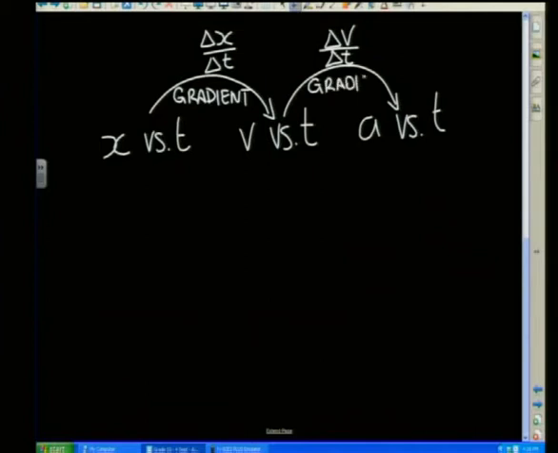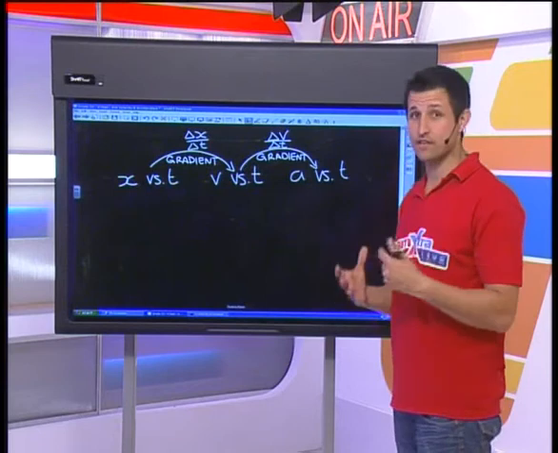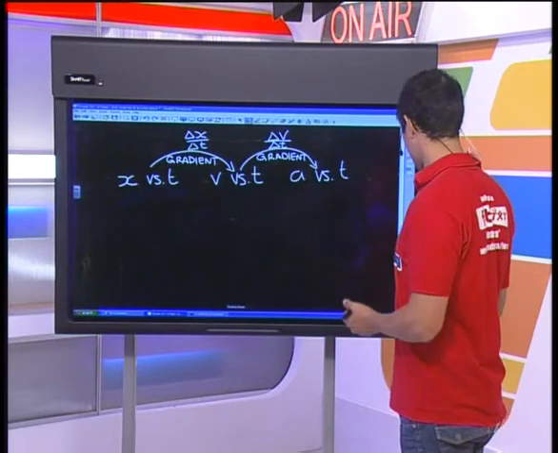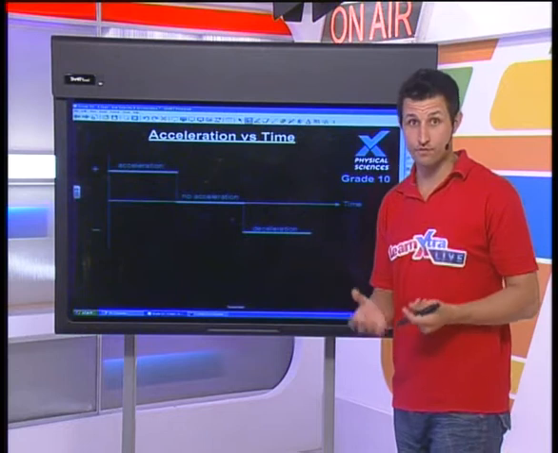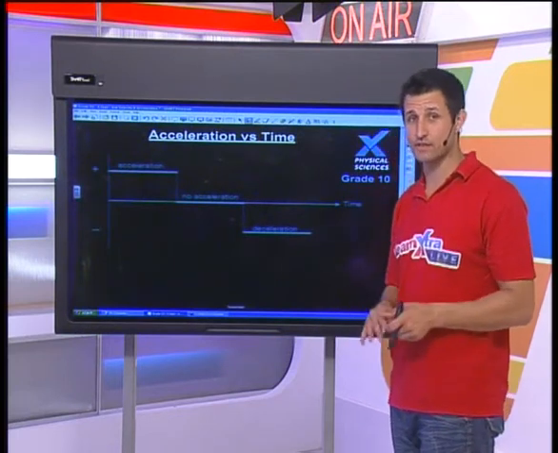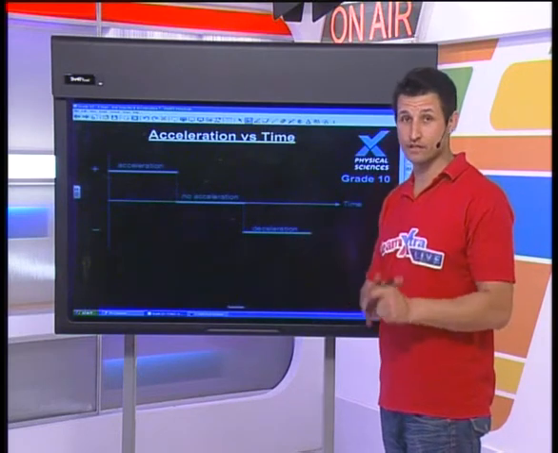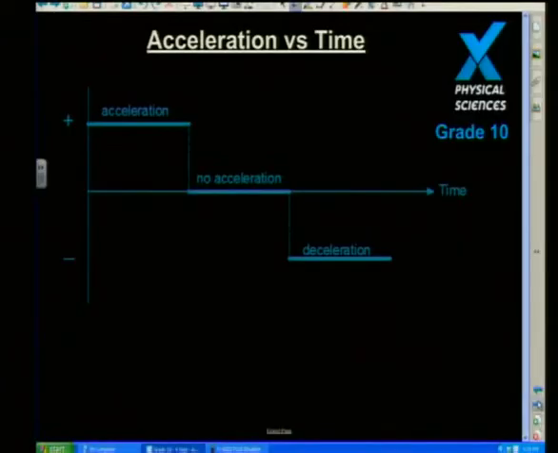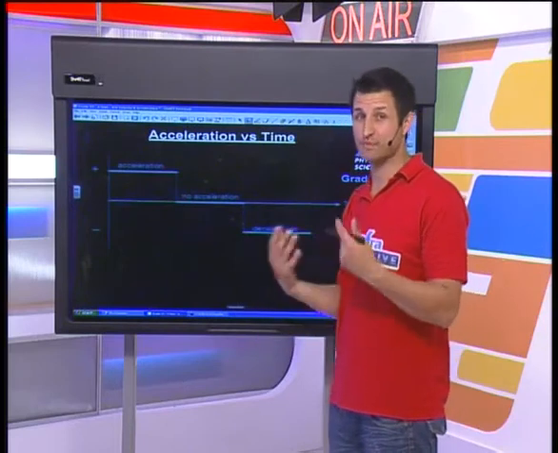So what we're going to do is try to figure out what an a versus t graph actually looks like. Well, it's actually the simplest of the lot. What I'm going to show you now is what an acceleration versus time graph looks like. They are always flat lines while you're in school, okay? For this very simple reason: acceleration versus time either means that I'm increasing velocity in the direction of motion, which means that I've got positive acceleration. That means that I'm speeding up.